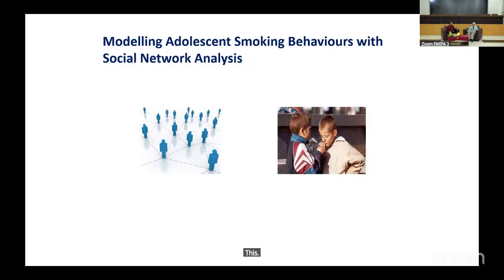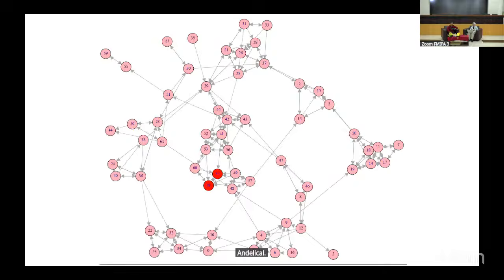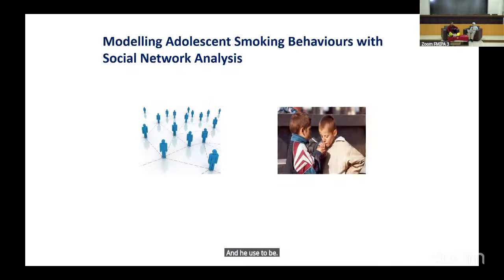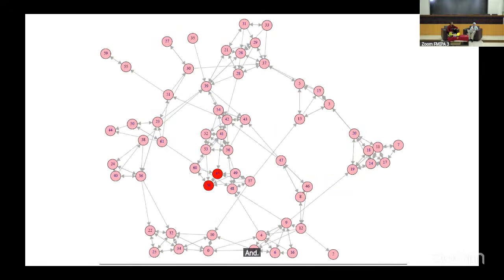This is modeling adolescent smoking behavior with social network analysis. This was done by Angelica, who used to be a PhD student at Cardiff as well. The study surveyed 18 schools, going to schools and surveying students on whether their friends smoke or not. The red ones are the smokers. You can do this as well, can't you? I mean, social network analysis like this. Did you study it?